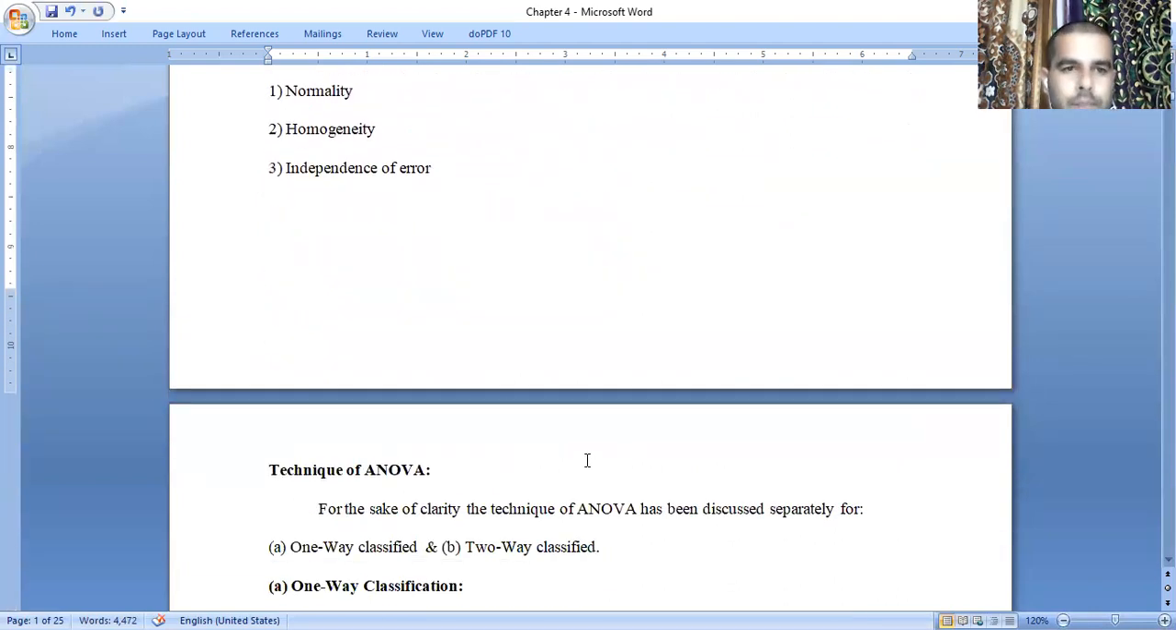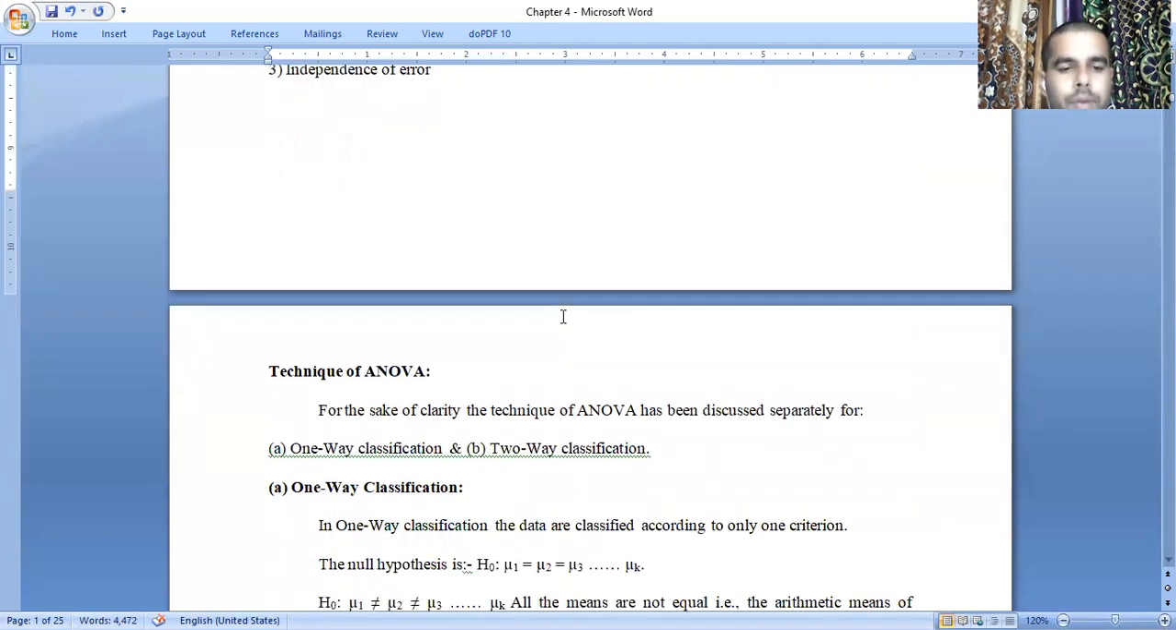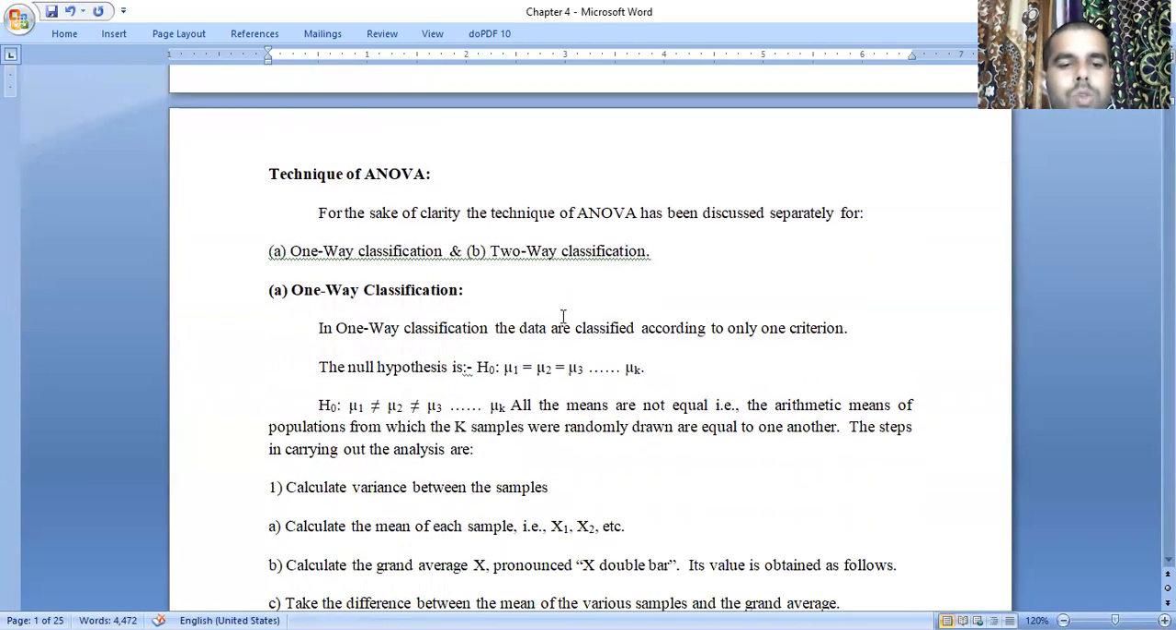In this ANOVA chapter, we are going to learn two types of techniques or classifications. The first one is ANOVA one-way classification. The next one is two-way classification. In the next class we are going to see what one-way classification is and what two-way classification is. You observe carefully: these two types of problems we are going to deal with in this chapter.